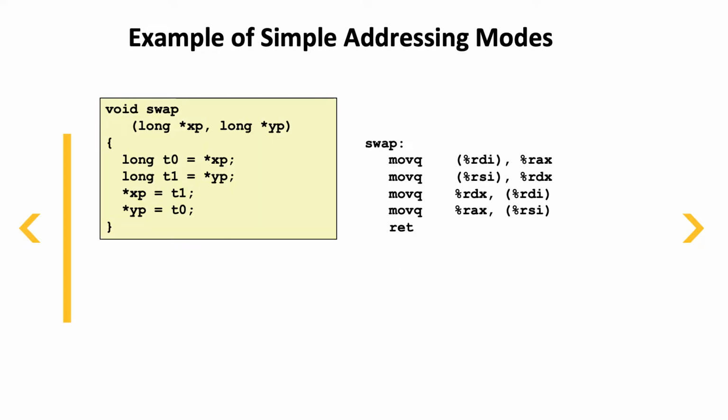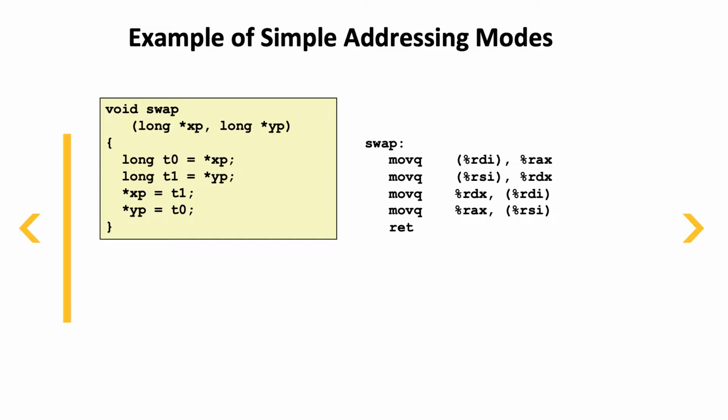So let's take a look at an example of how a very simple swap function in C ends up turning into assembly. And let's go through this example and see exactly how this addressing works.